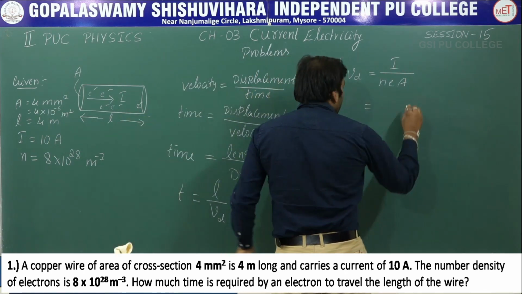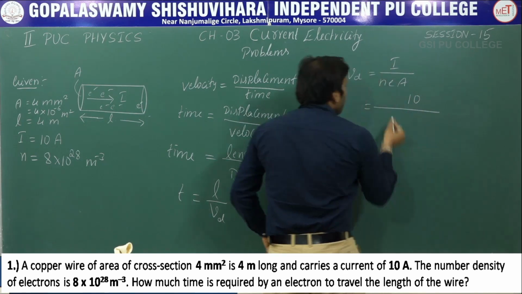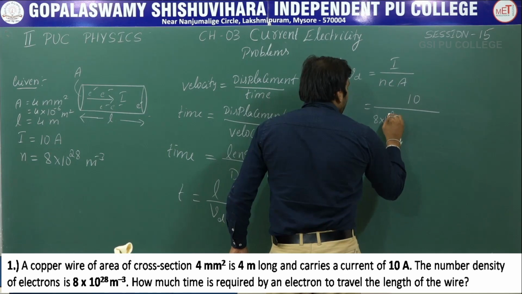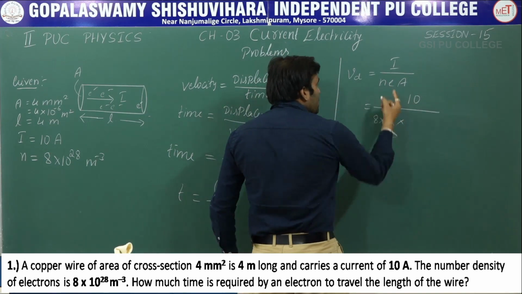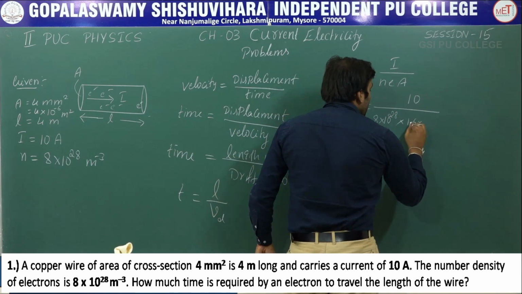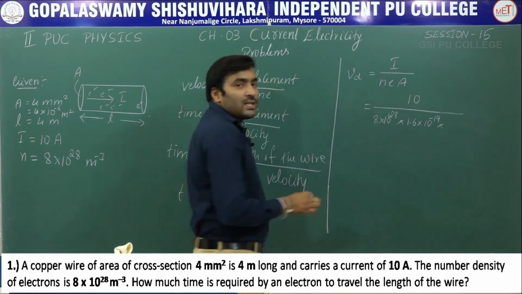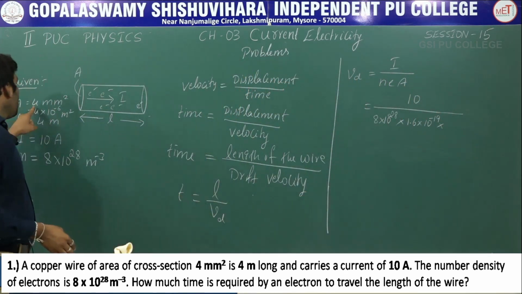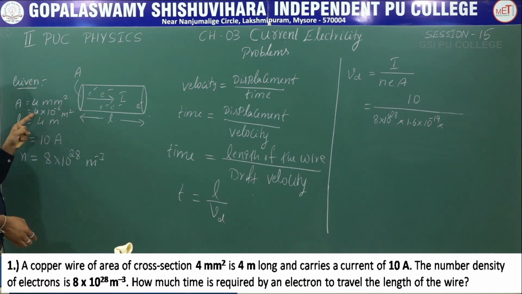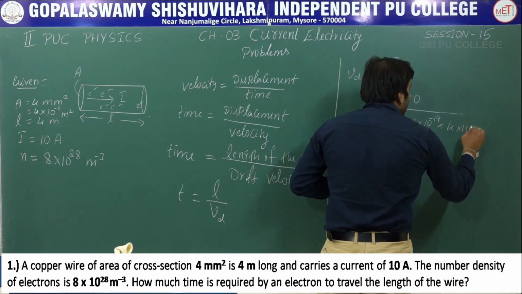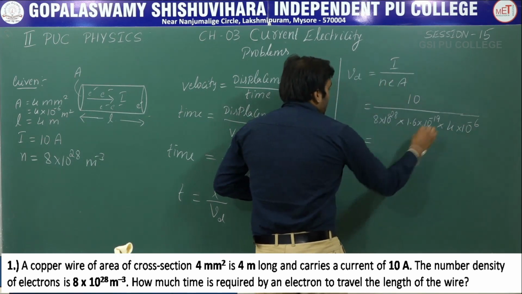Current is 10 ampere, so this is 10 divided by n. Number density is 8 into 10 power 28. This into the charge of electron, 1.6 into 10 power minus 19, into the area of cross section of the wire. The area of cross section of the wire is 4 millimeter square. To convert millimeter square into meter square, we should multiply by 10 power minus 6. So 4 into 10 power minus 6 meter square. Let us substitute that. Now let us divide this.